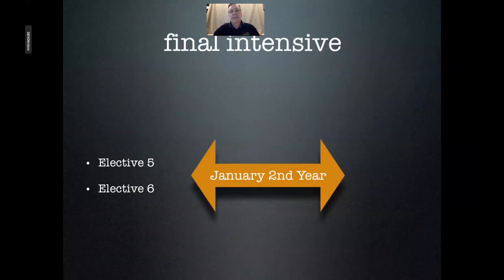The final intensive week is in the second January of your studies, and here you take elective 5 and elective 6. There are 6 electives that are required as part of the program, totaling 12 hours of electives. There are 9 hours of course seminars, and there are 33 hours within the total program.